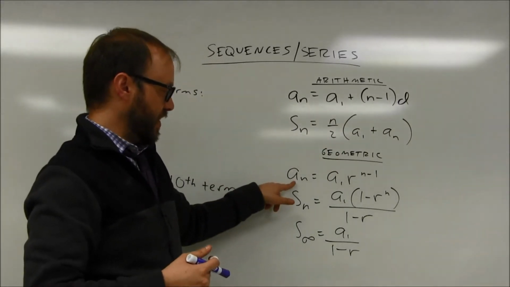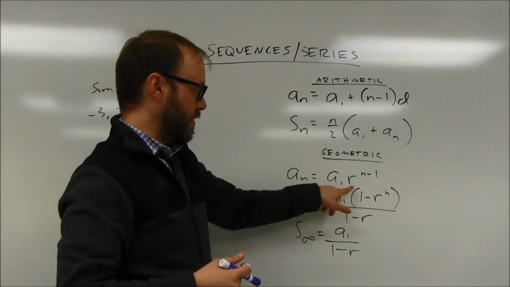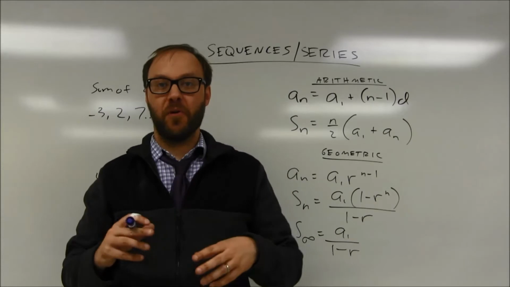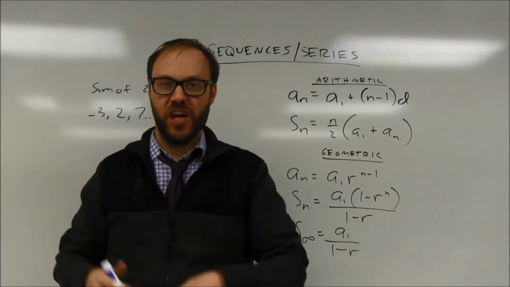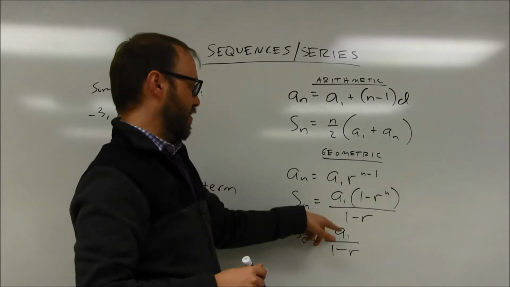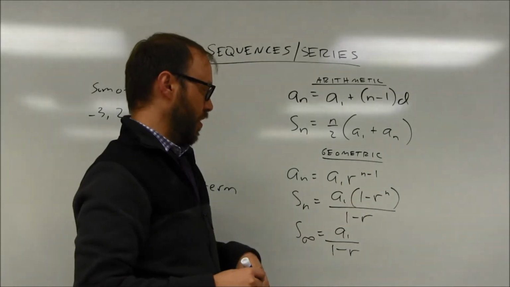For a geometric sequence, you can take the first term times the common ratio to the n minus 1 power, because you already have the first term, so you're going to multiply by r one less time than the number of terms in the sequence. Pretty much just need another formula for the sum: a sub 1 times 1 minus r to the n over 1 minus r.